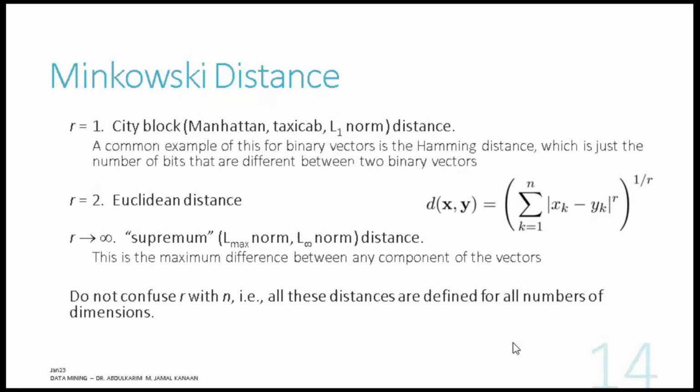Here it's already mentioned: r equals 1, city block; r equals 2, Euclidean. Then if you put a high value for r, let's say you take 50, then this is the maximum difference between any component of the vector.